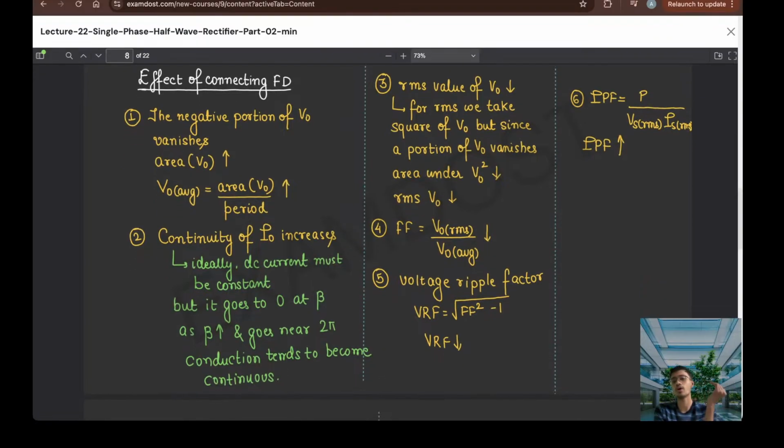Also the continuity of I0 increases, because beta of the freewheeling diode and RL load is more than that of only the RL load. So the continuity of I0 increases, because if beta reaches 2 pi, that means conduction starts again, so it will become continuous like that. Because beta is increasing, when it reaches 2 pi, it will become continuous. That's all it wants to say.